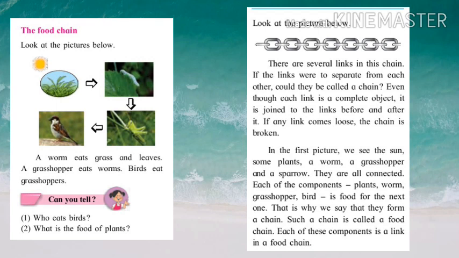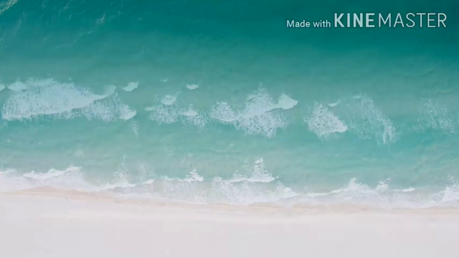That is why we say that they form a chain. Such a chain is called a food chain. Children, there are several links in this chain. If the links were to separate from each other, could they be called a chain? No. Even though each link is a complete object, it is joined to the links before and after it. If any link comes loose, the chain is broken.